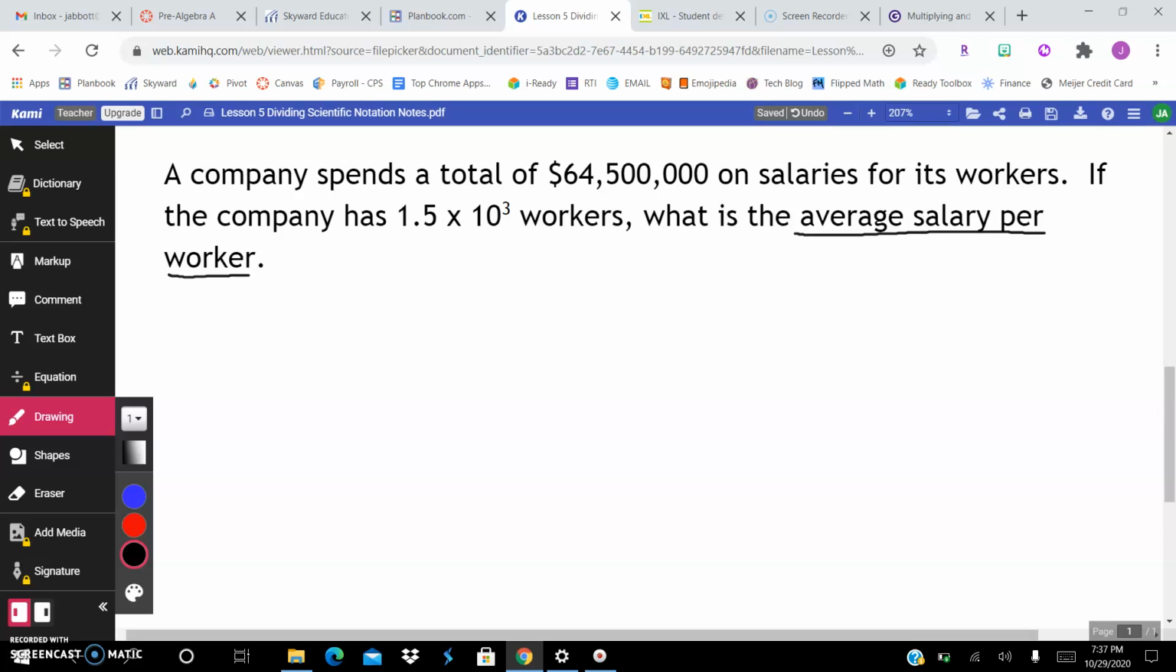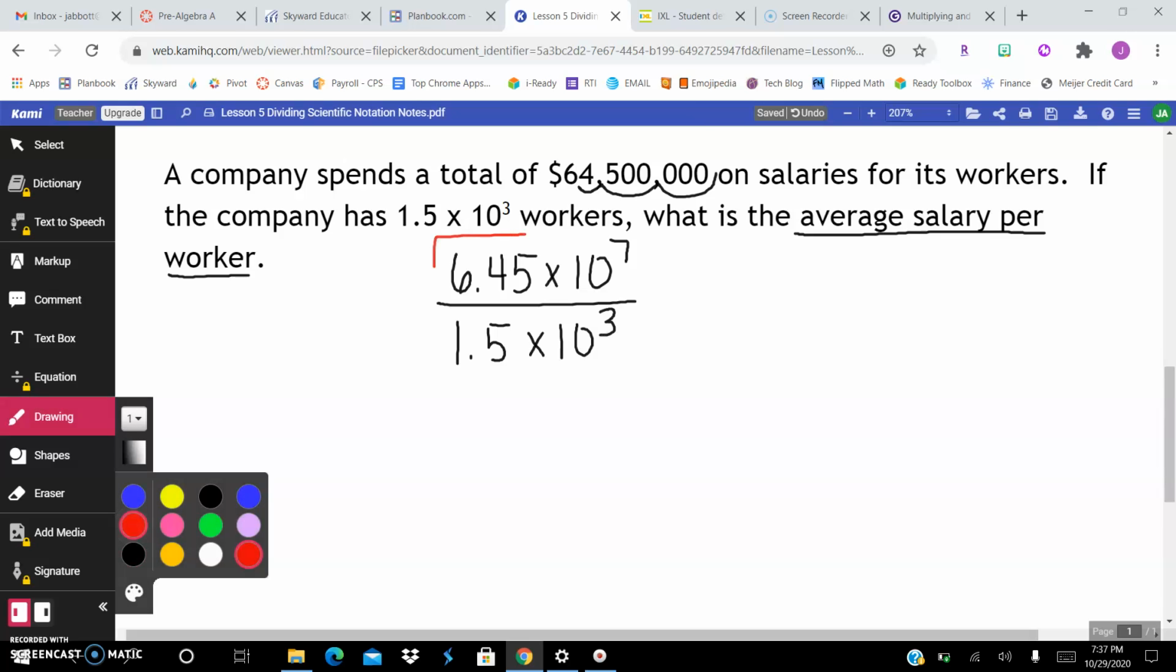So that 64,500,000 would be 6.45 times 10 to the 7th. We're going to divide that by 1.5 times 10 to the third. So we're going to divide these numbers out front. That is 4.3. And then we have our times 10.